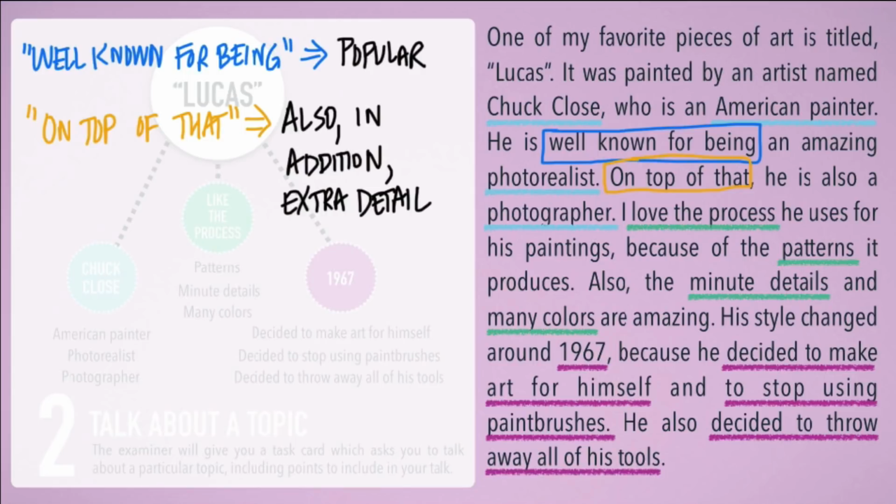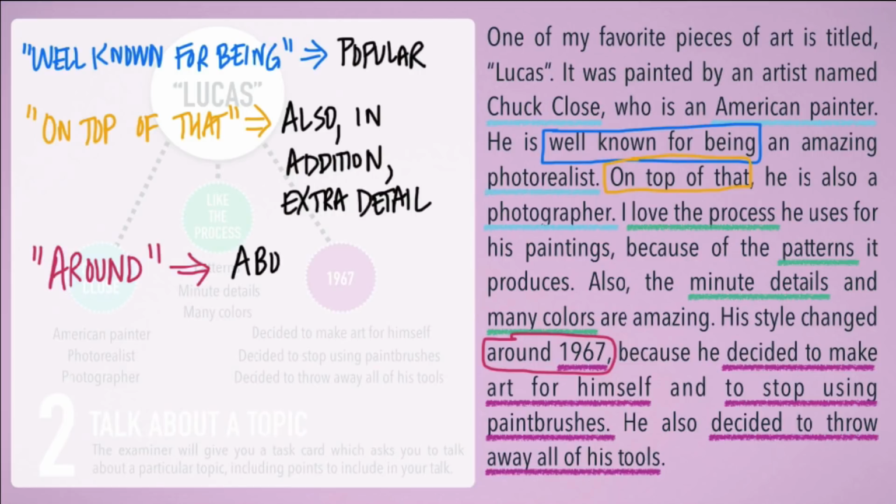I love the process he uses for his paintings because of the patterns it produces. Also, the minute details and many colors are amazing. His style changed around 1967 because he decided to make art for himself and to stop using paintbrushes. Now, in the middle of this sentence we see his style changed around 1967. So, the pattern here is actually just a word, around. Now, when we speak in English, we use around to also mean about.